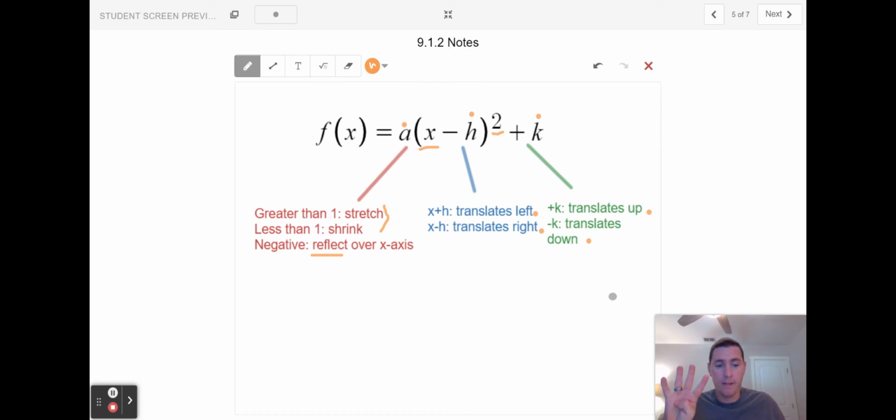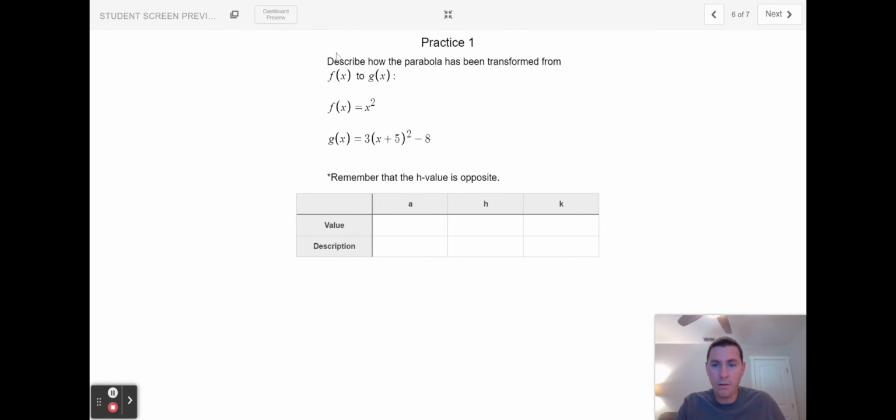Okay, so let's take a look at a couple practice problems. Describe how the parabola has been transformed from f of x to g of x. So our original x squared, and now with all the funny business. So let's identify our a value, our h value, and our k value. Okay, and actually our h value is -5, and I'll talk about that in just a second.